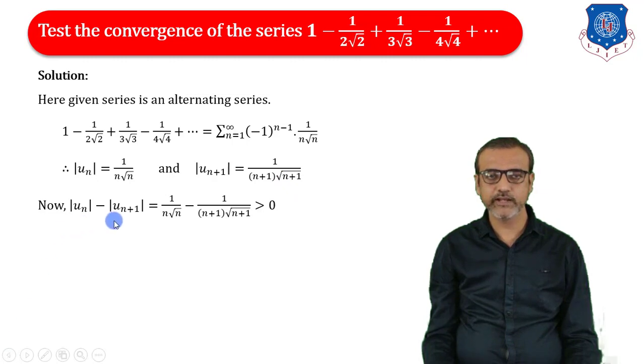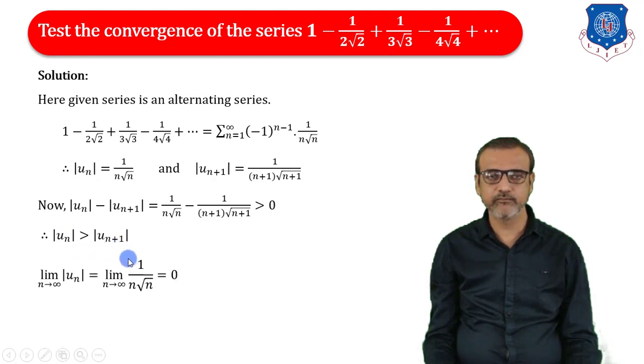Now |u_n| - |u_(n+1)| is equal to, this is |u_n|, 1 upon n root n, minus, this is |u_(n+1)|, that is 1 upon (n+1) root (n+1), and this is positive for all n greater than or equal to 1. So we have |u_n| - |u_(n+1)| greater than 0. Therefore |u_n| is greater than |u_(n+1)|. So condition number 1 is satisfied.